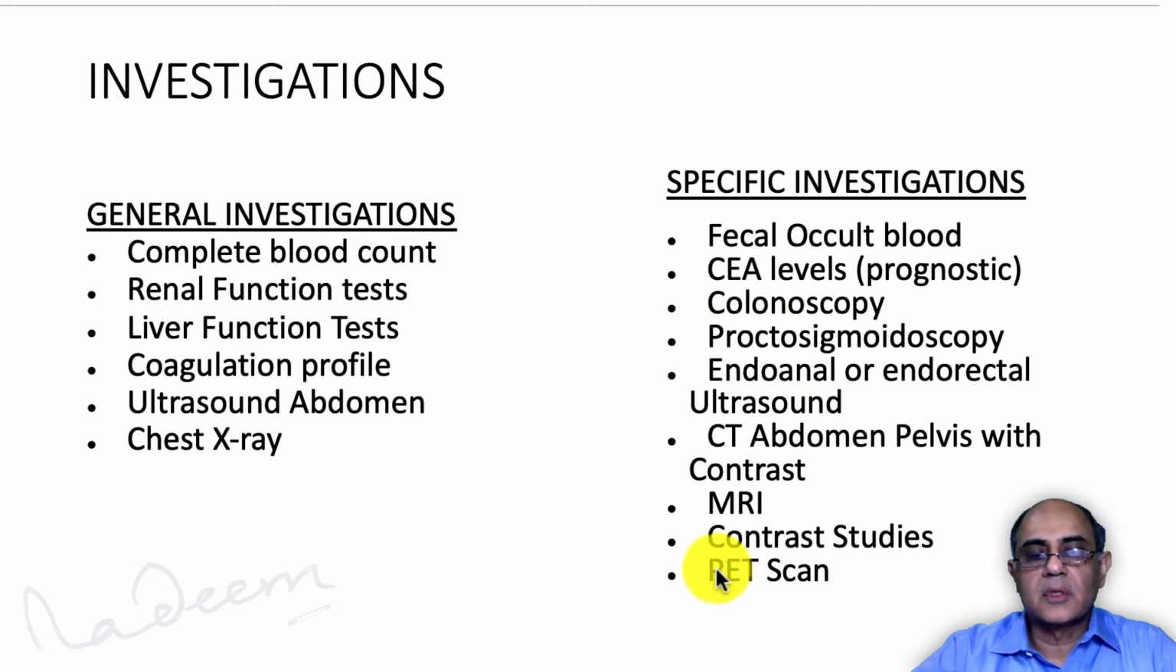PET scan, positron emission tomography scan, is not usually used as an initial part of investigation, but it is usually used later on for recurrences, or if the CT or MRI is doubtful and doesn't pick up the tumor, and your history and examination tell you there has to be a tumor. At that confusing point, you can use PET scan initially, but usually PET scan is reserved for later cases.